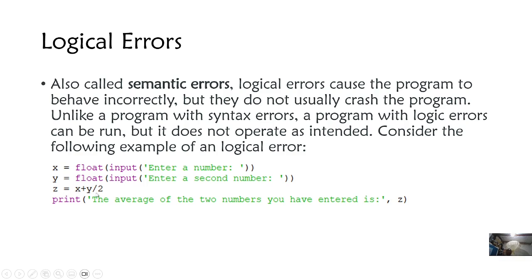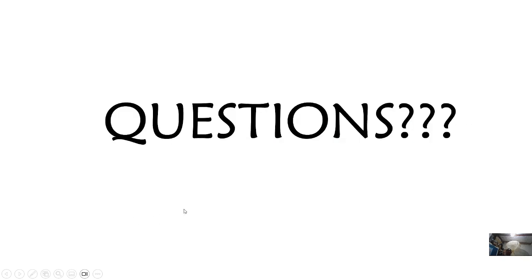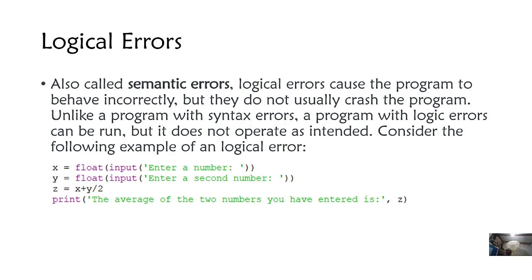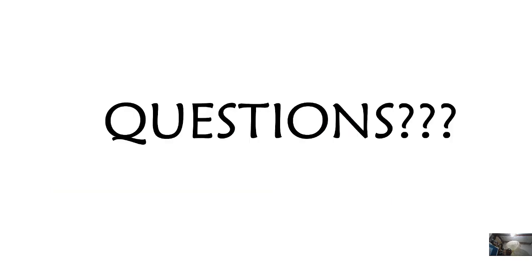So if we want to find the result, or else the average, if you say x plus y divided by 2, in this case what is going to start is the division, then finally the addition, and yet we want to find the average. So logically this is wrong, and so on. Logically that is wrong. Yeah, so our lecture ends here.